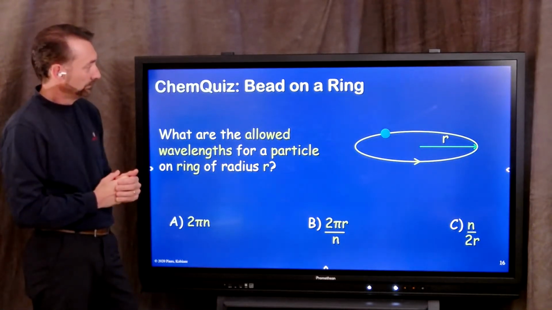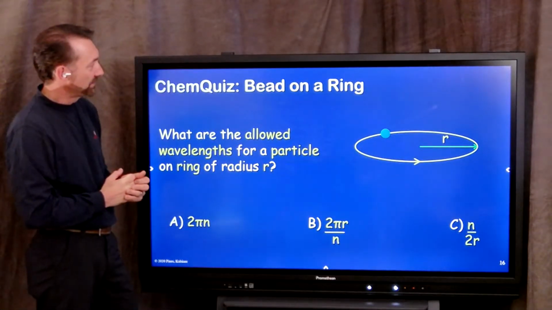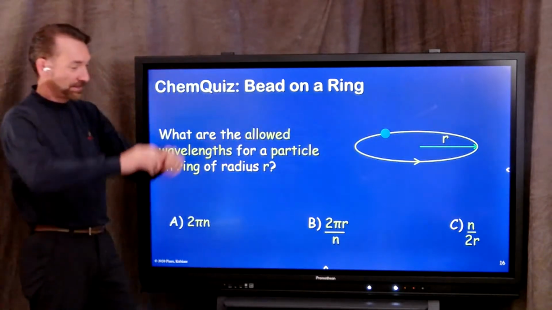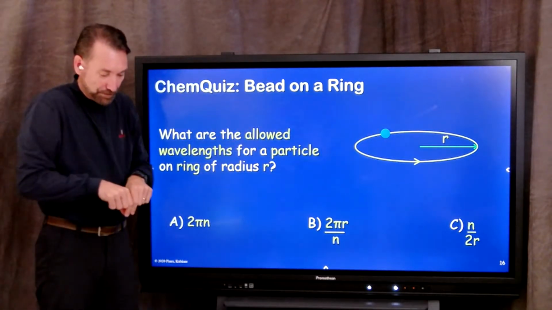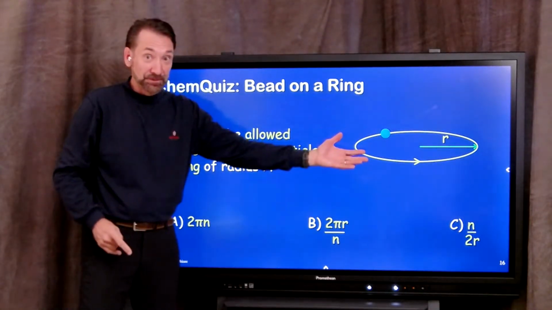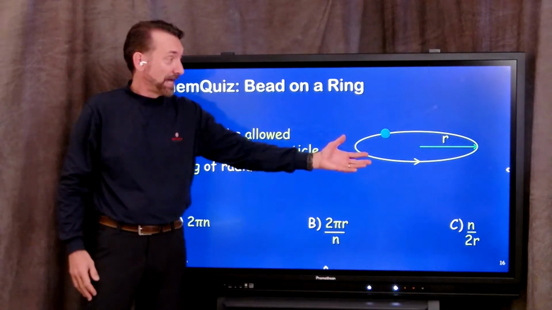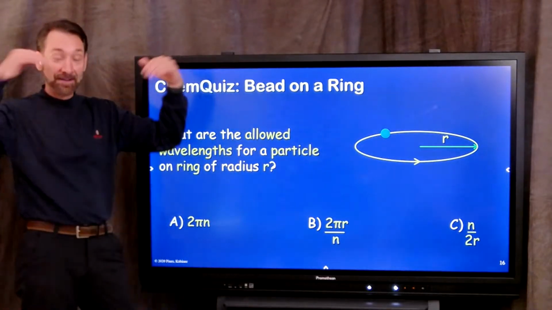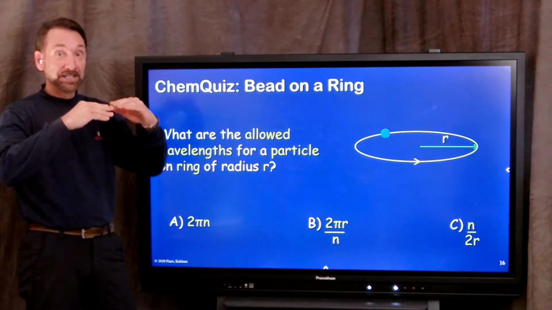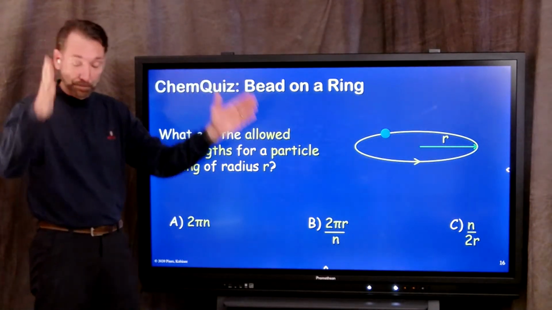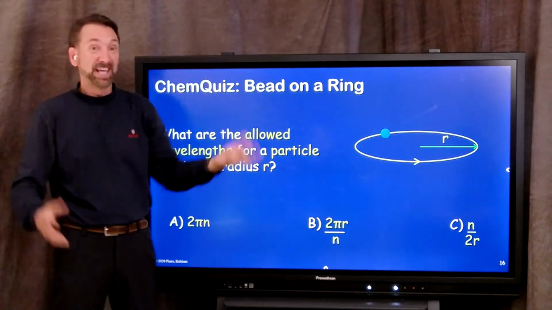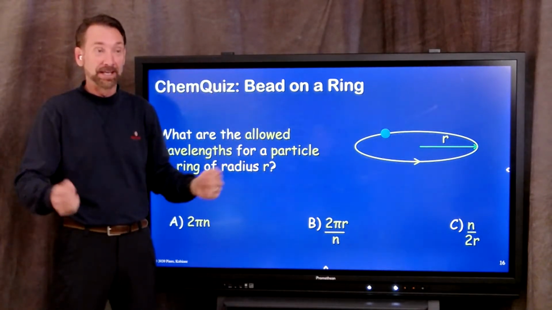So let's look at this quantization on a string. Let's bring the string around to meet itself. And the same kind of principles have to apply. That is, I have to have waves that meet the boundary conditions. I put boundaries on a wave, I get quantization. That is the fundamental statement of quantum mechanics.